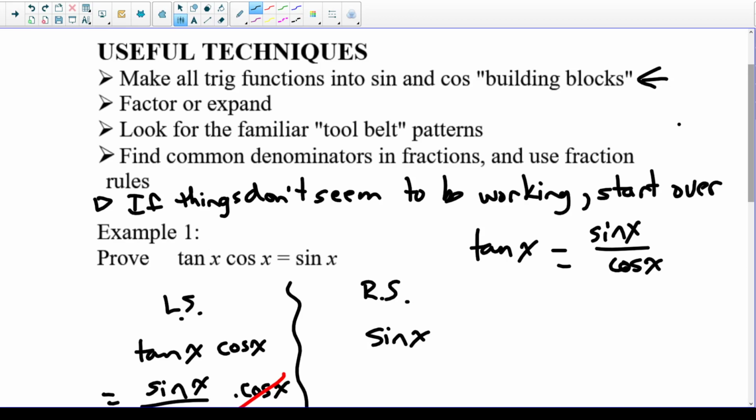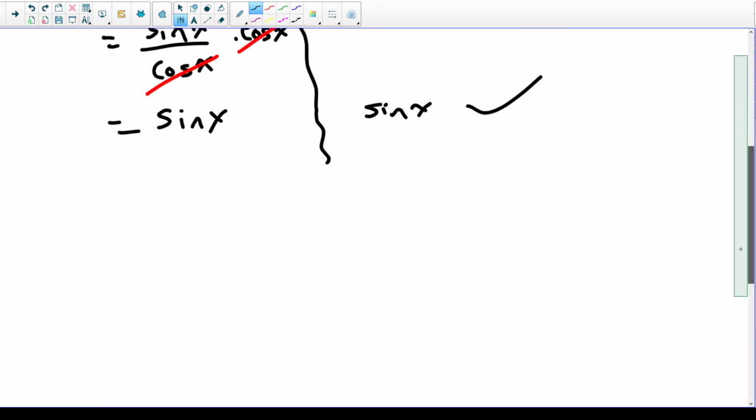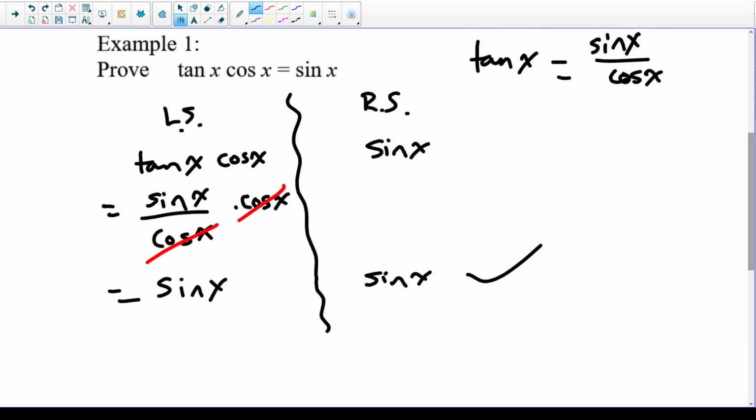As you start to follow these steps, like I said, the most important one is changing everything into sine and cosine, and then see what you're given. Can you replace something with your tool belt patterns? Can you factor, expand? Do you have to find a common denominator? I cannot show you an example of every type of these, folks. So I'm going to throw some questions at you.